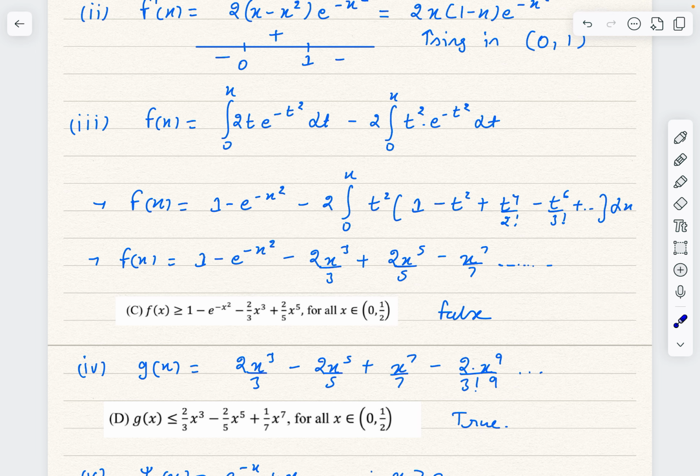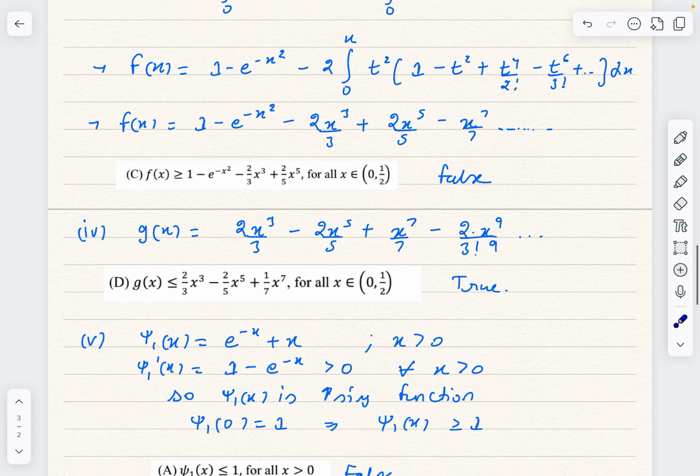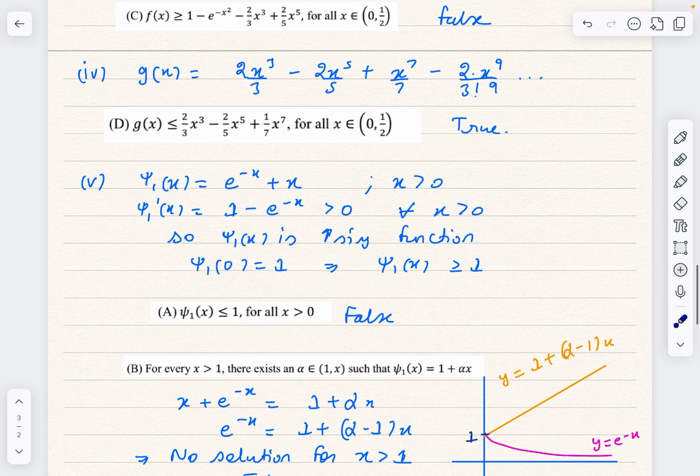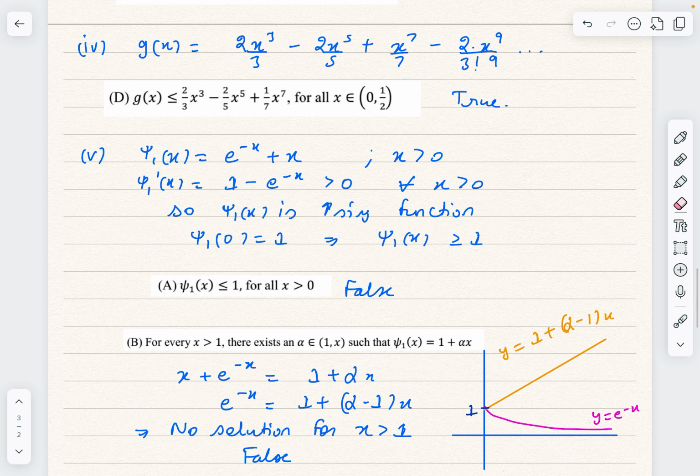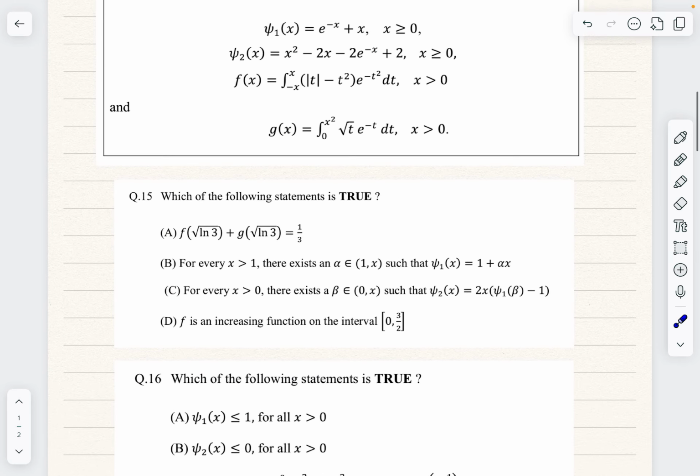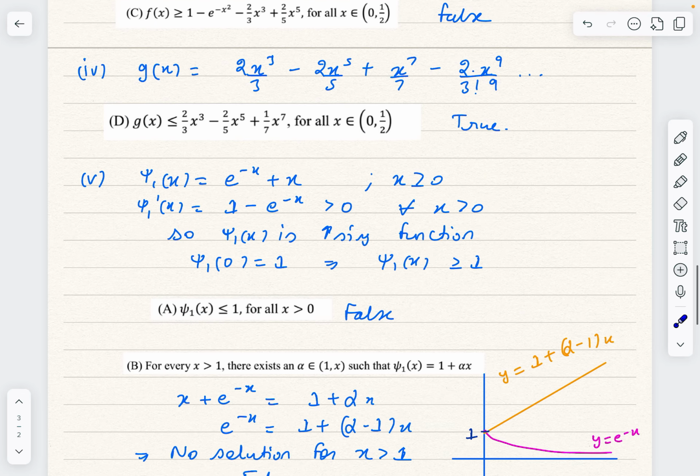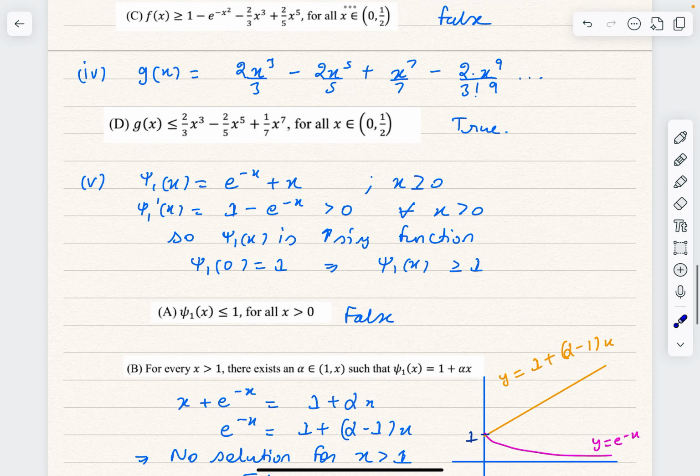Next one. Now we talk about f1x and f2x. So f1x is given as e power minus x plus x, and the domain is x greater than or equal to 0. Now in one of the parts they're asking if f1x is less than or equal to 1 or not.